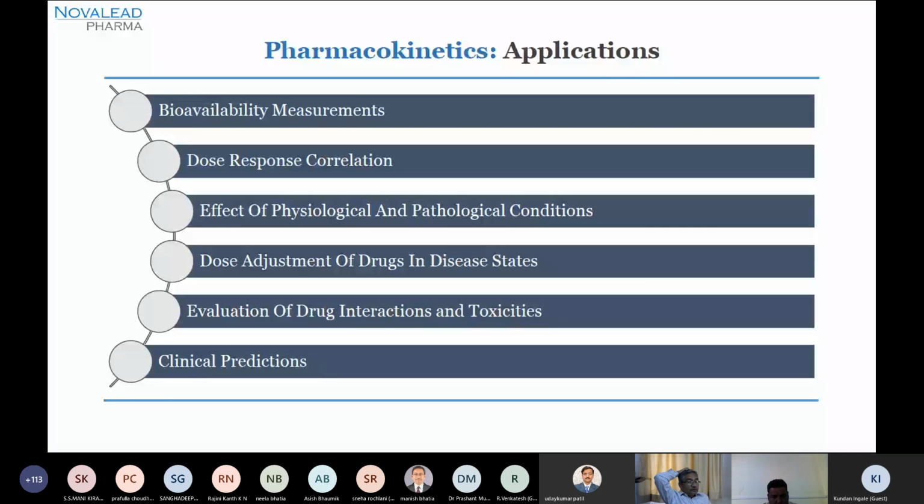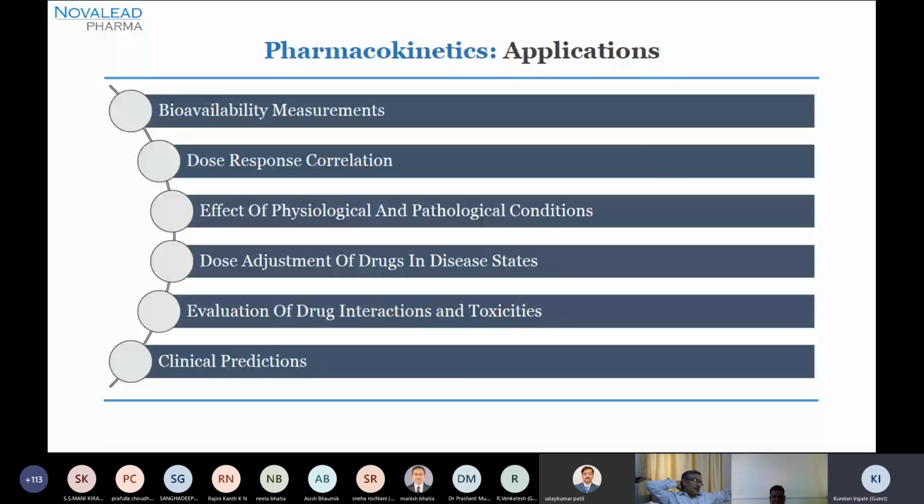Then the pharmacokinetics could be used for dose adjustment. As I said, in case your drug concentration is not above the effective concentration, then you may have to adjust the dose. Then evaluation of drug interactions and toxicities. We'll see how this can be done subsequently. And it can also be used for clinical prediction. Clinical prediction could be in terms of the dose of administration, the entire dosing regimen, or the effect of co-administrations. There would be multiple drugs co-administered along with the drug of interest, so what could be the effect of that? All these could be done through pharmacokinetics.